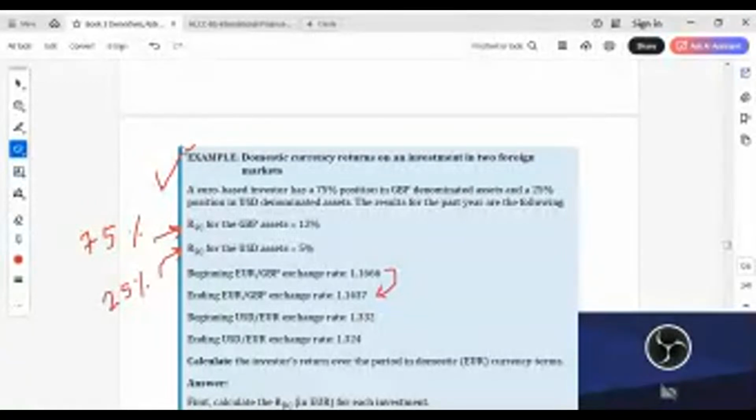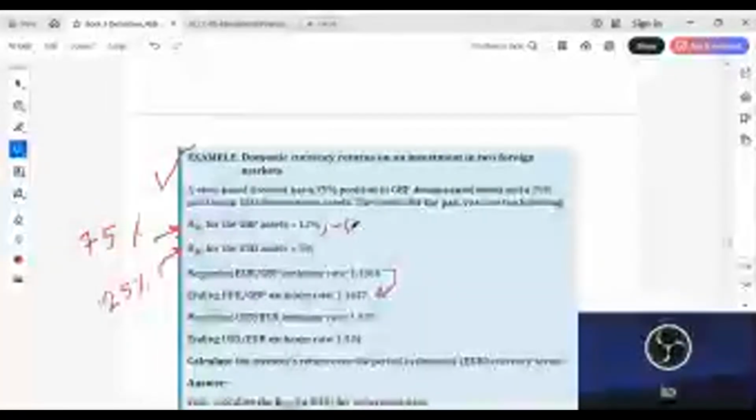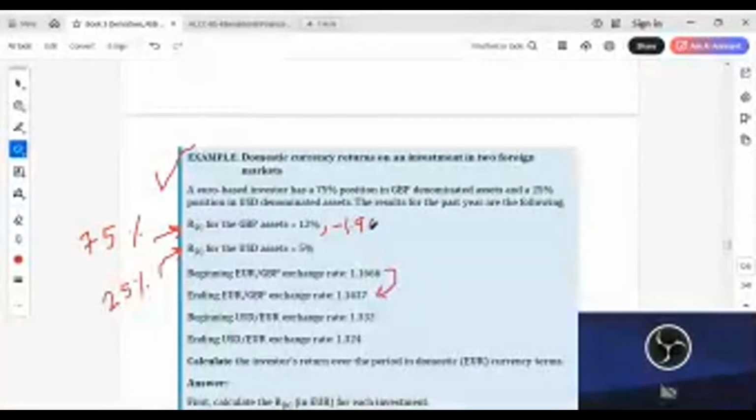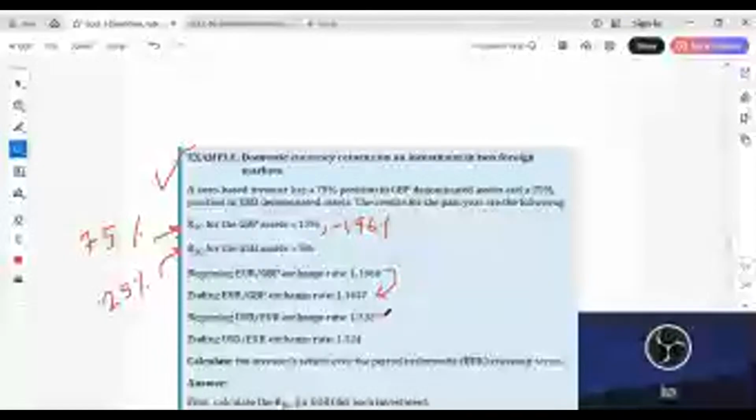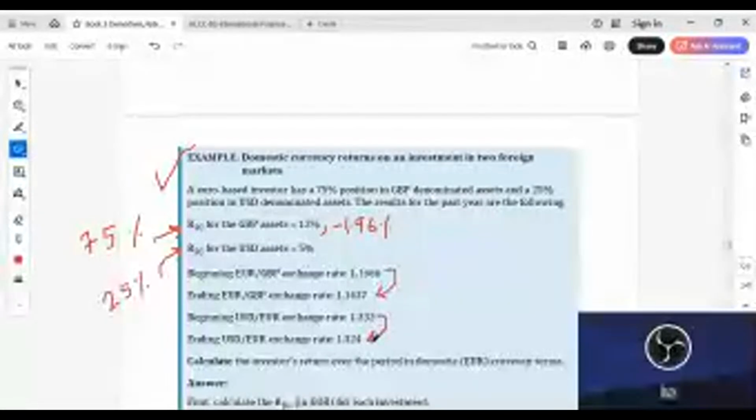So I'm getting minus 1.96%. USD is concerned, but they in a reverse way.